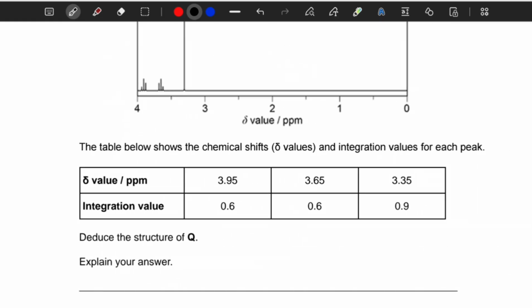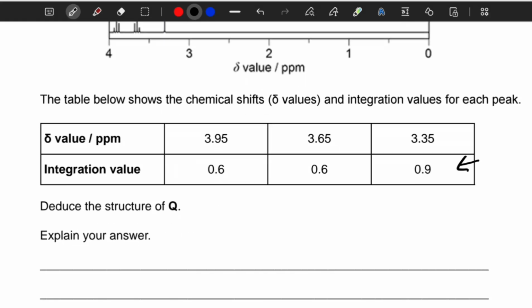Okay, so they gave us the chemical shift values and integration values. As I said, integration values are the number of hydrogens on each carbon, and since they are in decimals here, we can make them into whole numbers. So if I times it by 10, it would be 6, 6, 9, and then make it the simplest whole number ratio. Now I divide it by 3, so I would get 2, 2, 3. Okay, so I figured that out.